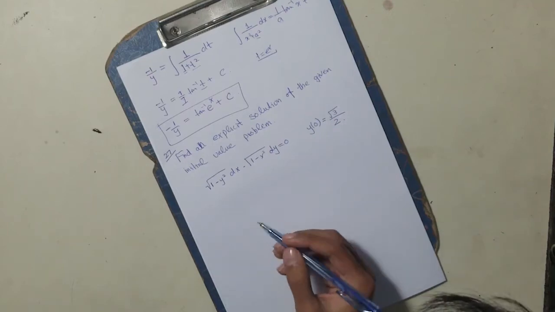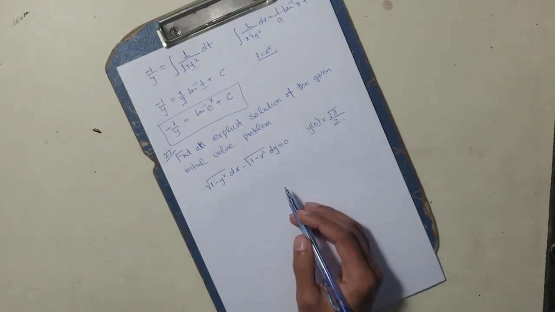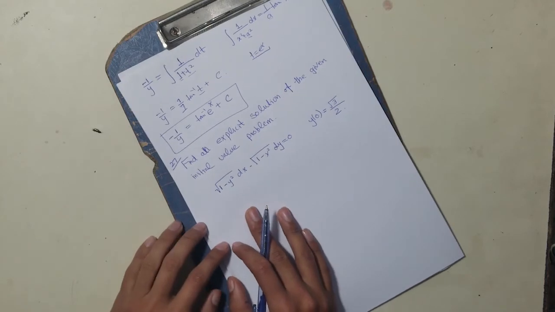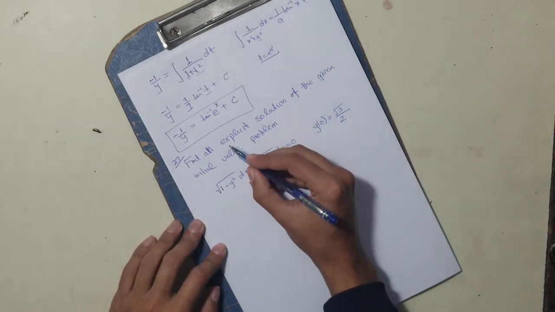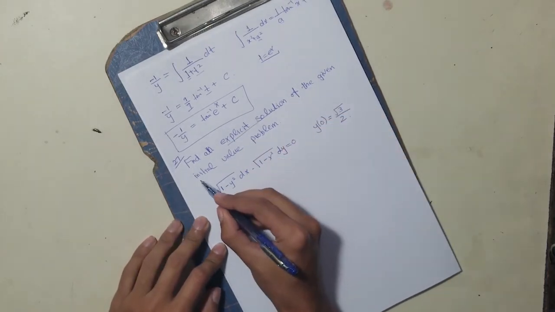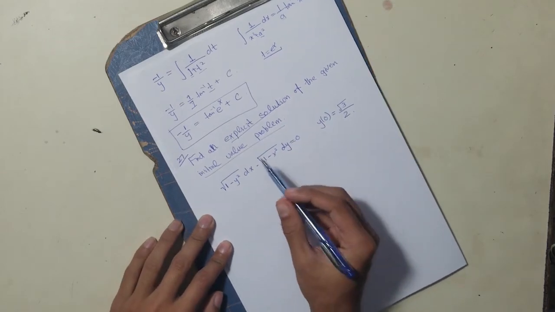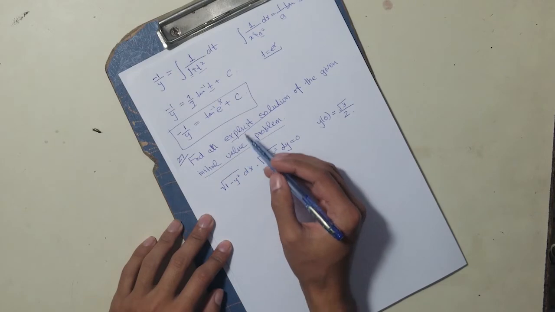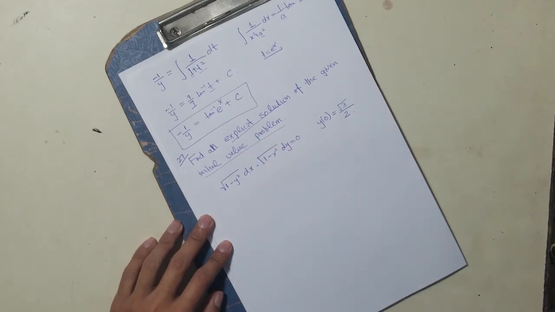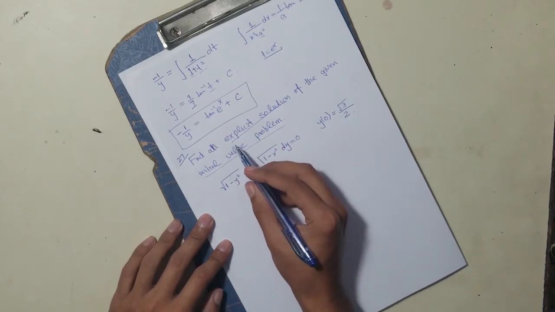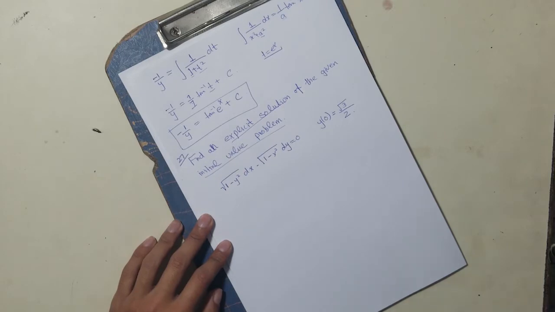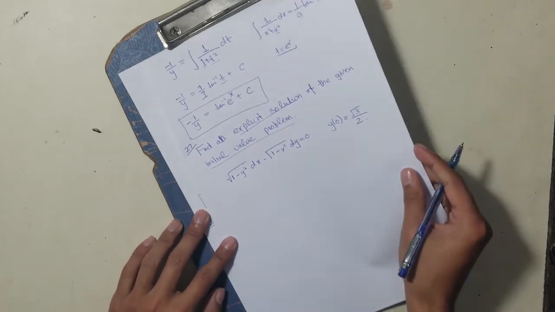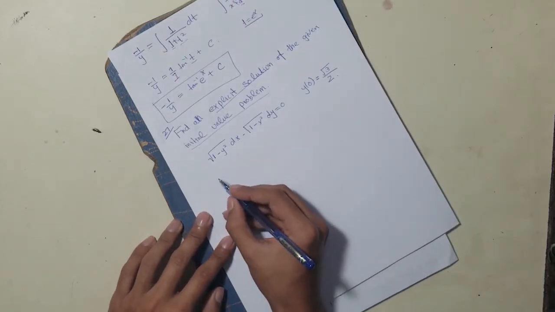So this is question number 27 from Zill's book. What it is saying is: find an explicit solution of the given initial value problem. These are two different terms, explicit solution and initial value problem. If you do not know these two terms, you can watch my previous lectures on chapter 1, defining important terms. So let's solve this example.